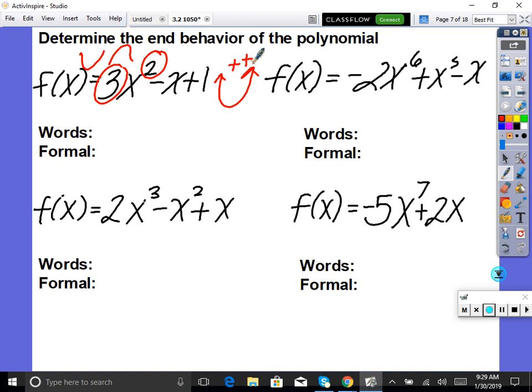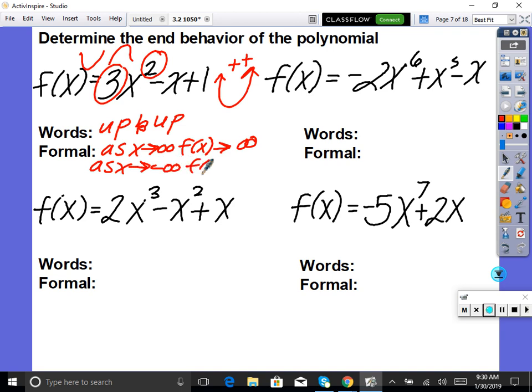Now, why did I draw a rough picture? So that when I do formal notation, it's easy. So now it's in words, up and up. So now we'll say as x approaches infinity, f of x is approaching infinity. As x is approaching negative infinity, where's f of x approaching? Positive infinity. So that's why I always draw a rough sketch.